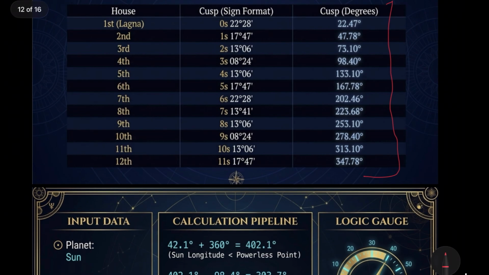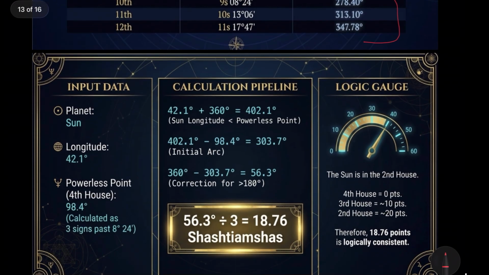First, take the Sun. The Sun is in the 2nd house, and its weakest point is the 4th house cusp. That is 3 sign 8 degree 24 arc minute, which converted into degrees is 3 times 30, which is 90, plus 8, and 24 divided by 60 is 0.40. So it is 98.40, which gives us the cusp. So the planet is Sun, longitude is 42.1, and the powerless point is 98.4 because it is in the 4th house.